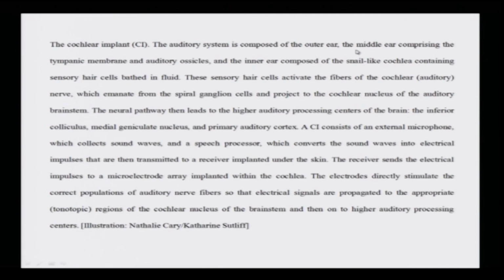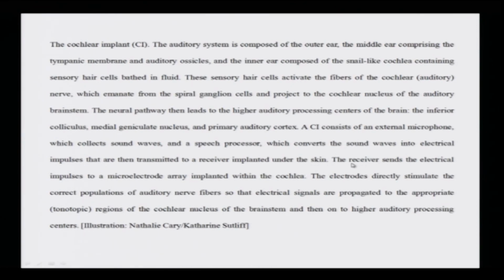The auditory system is composed of the outer ear, the middle ear, comprising the tympanic membrane and the auditory ossicles, and the inner ear, composed of the snail-like cochlea containing sensory hair cells bathed in a fluid. This is the summary of what we discussed. These sensory hair cells activate the fibers of the cochlear nerves, which emanate from the spiral ganglion cells and project to the cochlear nucleus of the auditory brainstem. The neural pathway leads to the higher auditory processing centers of the brain: the inferior colliculus, medial geniculate nucleus, and the primary auditory cortex. If you go through this, it will give you an idea about how these signals are being processed.